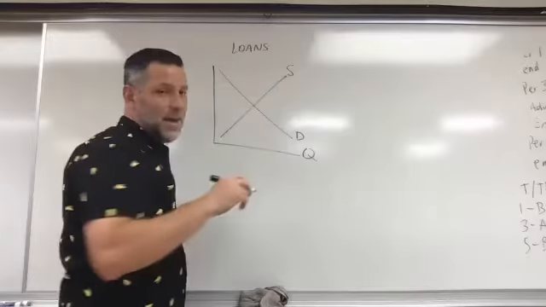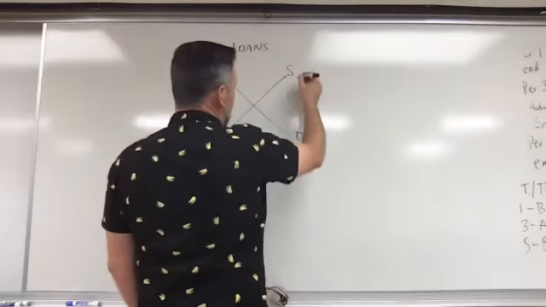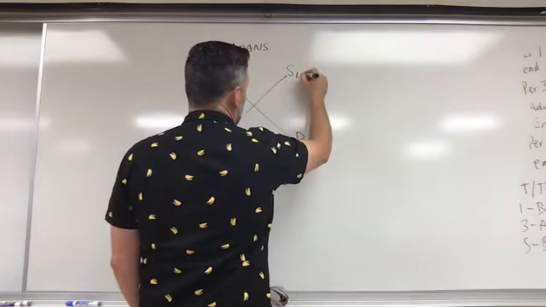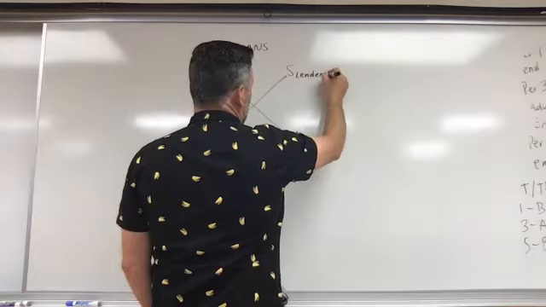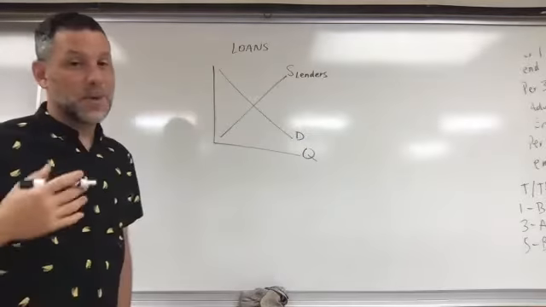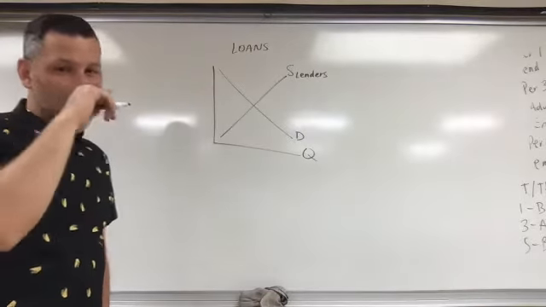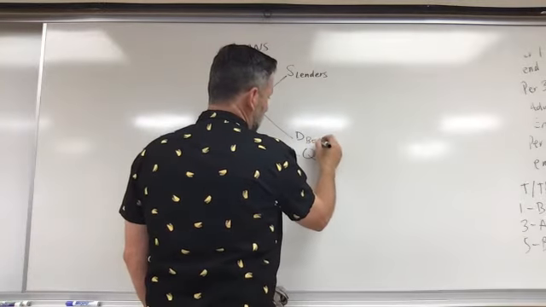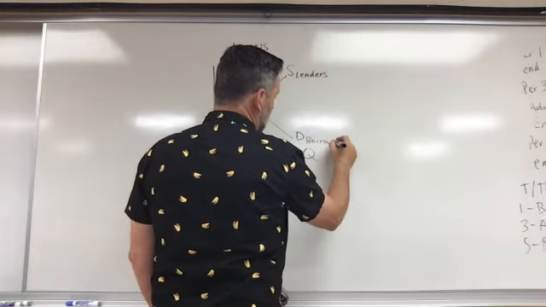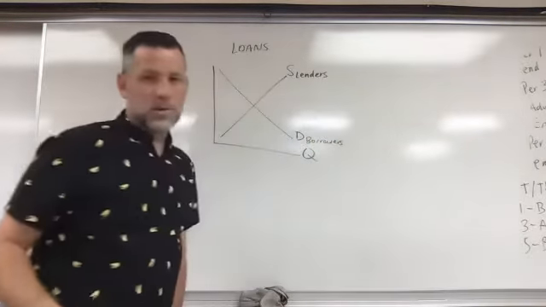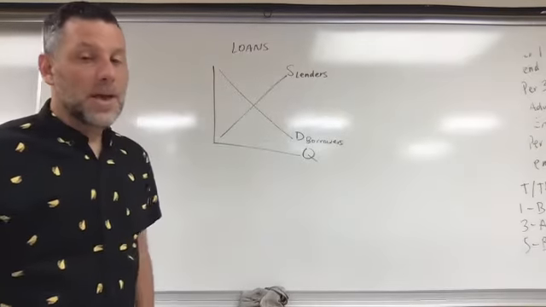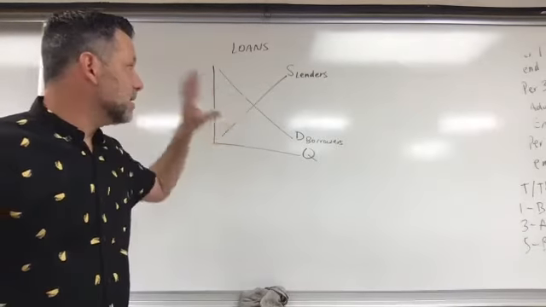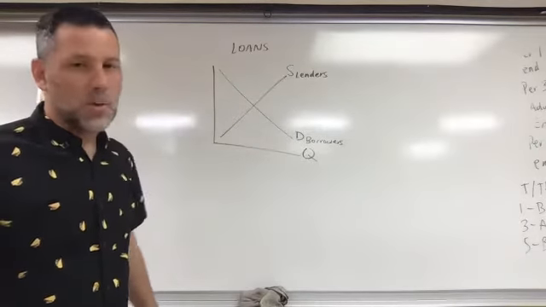Our supply is going to be people who are lenders, people who are lending money, and then our demand is going to be people who are borrowers or people who are borrowing money. So the supply is our lenders, the demand is our borrowers.